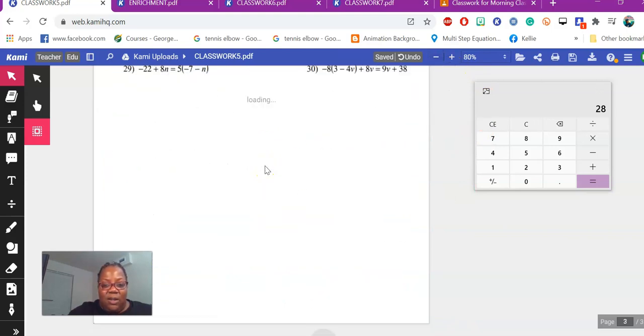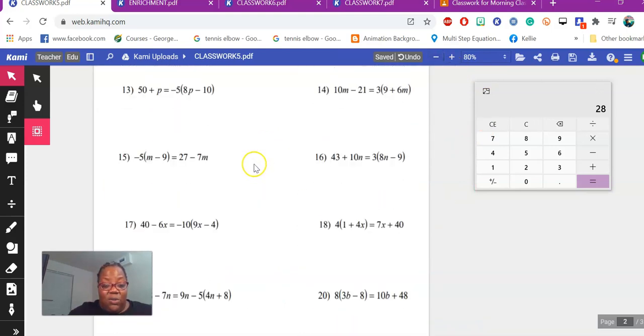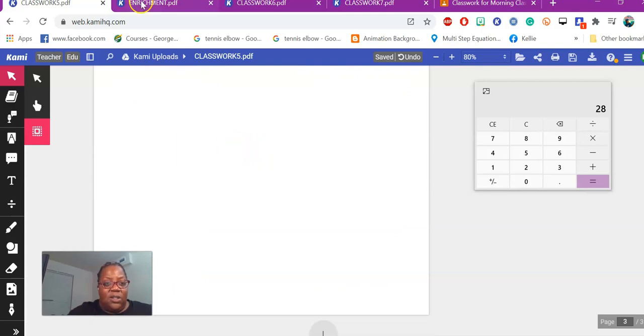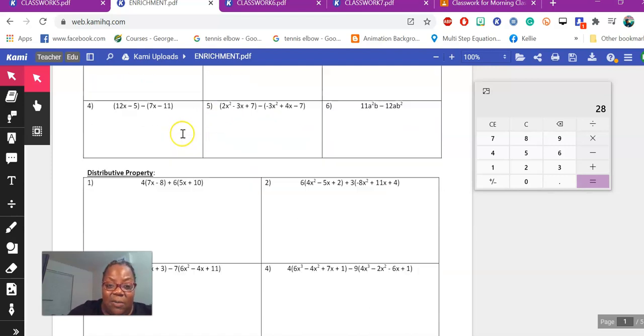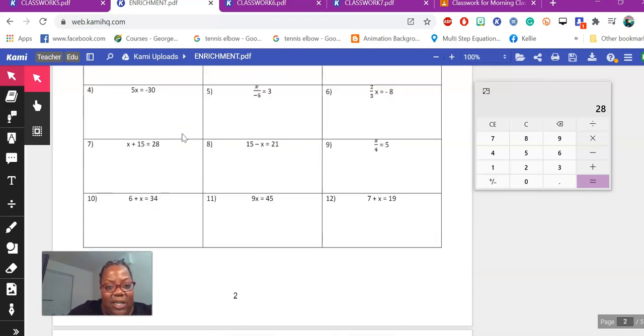Let's see what else I had. A couple of things else that I wanted to show you or to make sure that we understood. The enrichment that I put for this week's work is an equation review. That includes everything that we just did with the 1-step, the 2-step, and the multi-step, and combining like terms and distributive property.